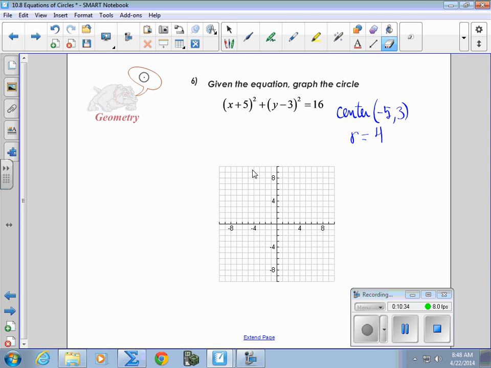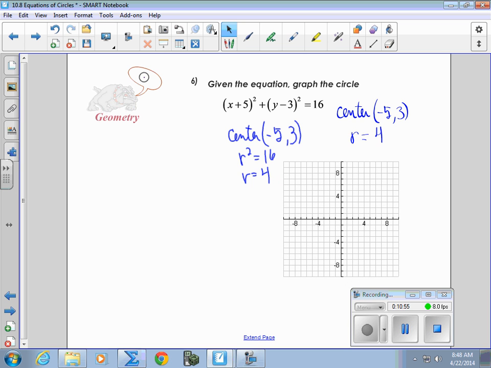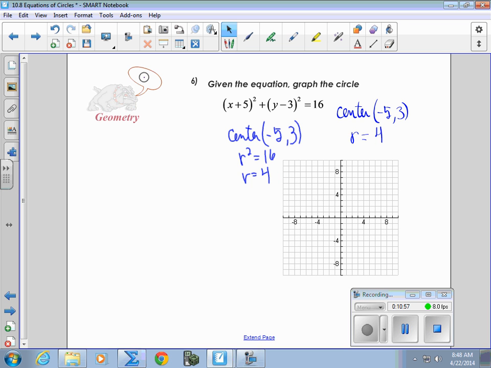Problem number 6 is similar. You need to pick the center off the equation. So the center here would be negative 5 and 3. R squared is equal to 16, so R is equal to 4. So you have a center at negative 5 and 3, and you have a radius of 4. So we'll go over negative 5 and up to positive 3.